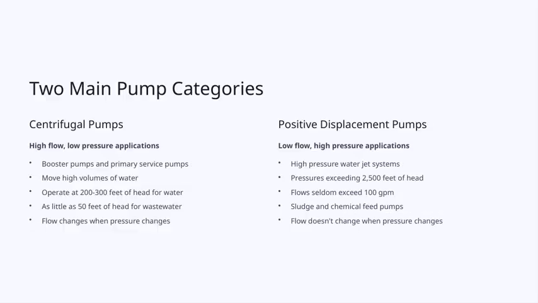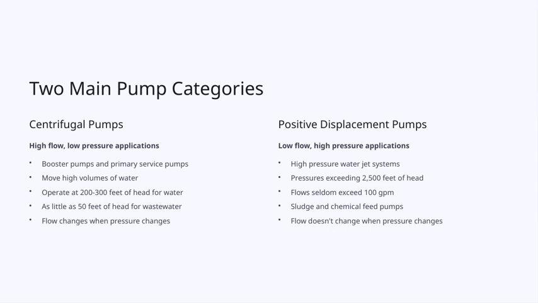Now, let's take a look at the two main categories of pumps we typically encounter. First, we have centrifugal pumps. These are designed for high-flow, low-pressure applications. You'll often see them used as booster pumps or primary service pumps because they can move large volumes of water efficiently. When dealing with water, these pumps usually operate at a head of around 200 to 300 feet, but for wastewater, the head can be as little as 50 feet. An important point to remember is that flow rate in centrifugal pumps tends to change when pressure changes, making them suitable for applications where flow variation is acceptable.